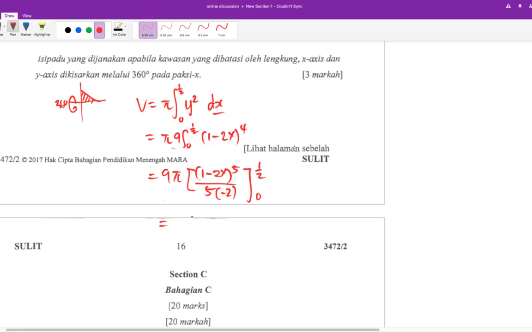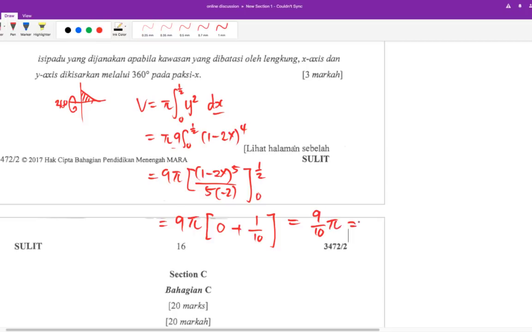Alright, then I will just solve this one, which is 9 pi. Okay, so I substitute the half into it, I basically get 0. So the first one is just 0. And I substitute the 0 into it, I will actually get 1 to the power of 5, which is 1. So I will get something like 1 over negative 10. So it will be plus 10. And then this one I will get 1 over 10. So my final answer, after I multiply, should be 9 over 10 pi.